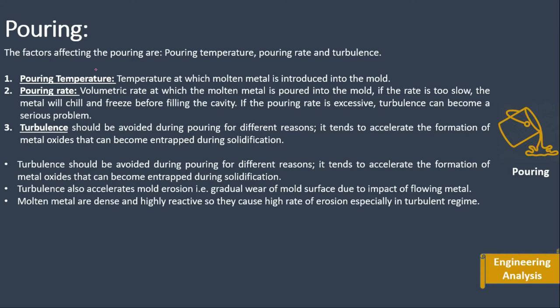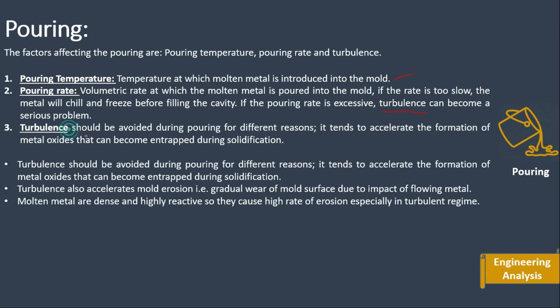The first one is the pouring temperature, and we have just calculated the pouring temperature in the last slide, and it is the temperature at which molten metal is introduced into the mold cavity. Second one, that is the pouring rate. What is pouring rate? The volumetric rate at which a molten metal is poured into the mold cavity. How is it important? Because if the pouring rate is too excessive, it might cause turbulence, and this turbulence can cause some problems, and I will tell you why. If it is too slow, the material might freeze or solidify before completely filling the mold cavity.